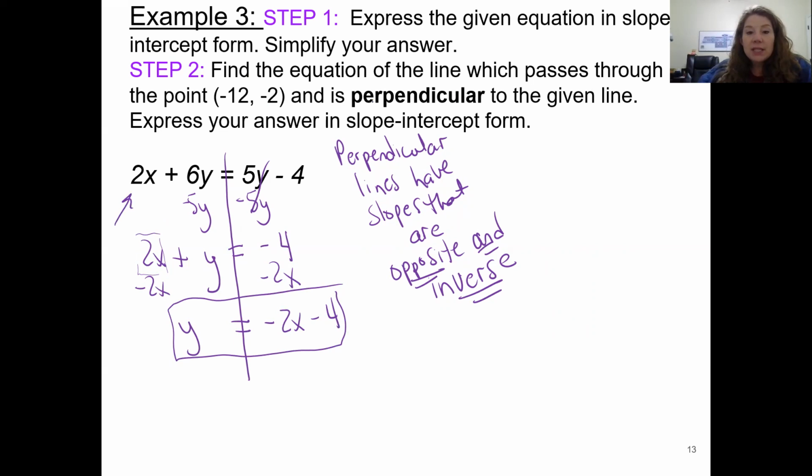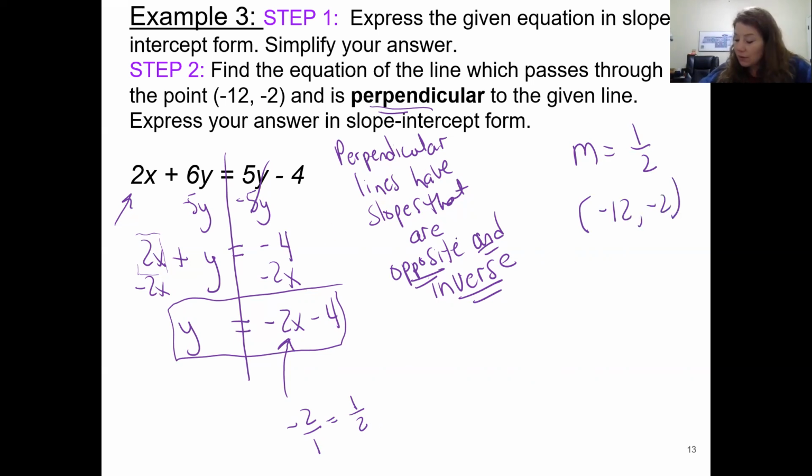So our perpendicular line is the opposite and the inverse of -2/1. What's the opposite and inverse? It would be +1/2. So our slope is going to be positive 1 over 2, and our point is (-12, -2). So we are going to use the point-slope formula: y minus y1 equals m times x minus x1. This is going to be x1 and y1.